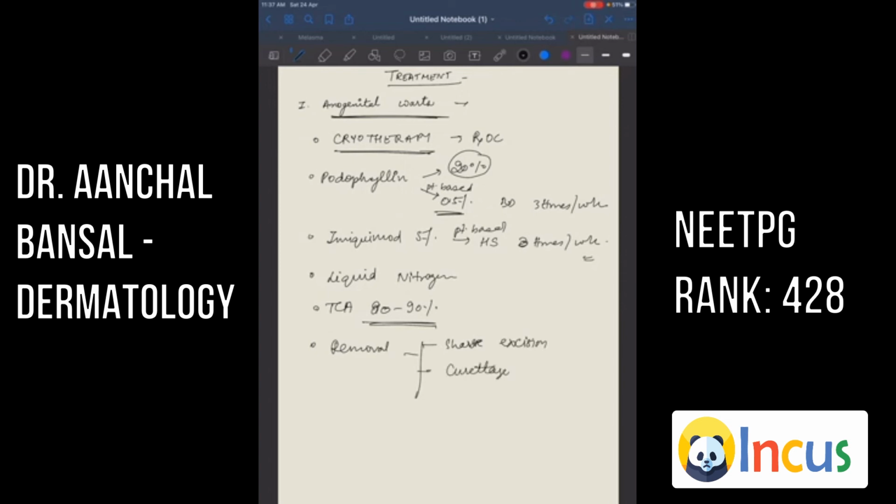curettage, electrosurgery, or laser vaporization. All these procedures are sometimes very painful for the patient, so we have to do these procedures under anesthesia. Plus laser has side effects since it releases vapors, and these vapors can be infectious also.